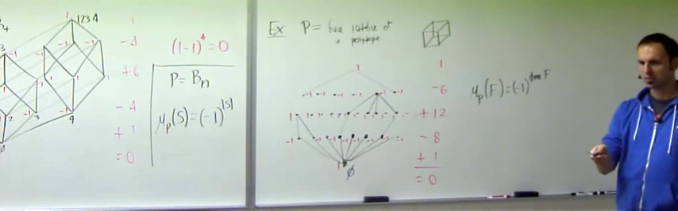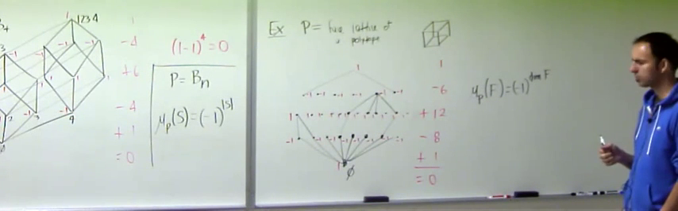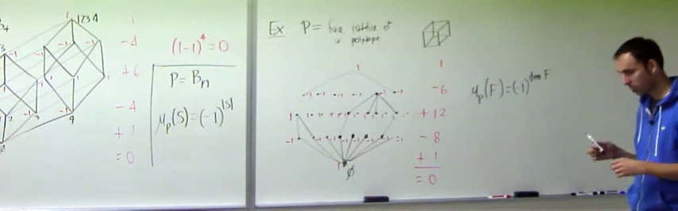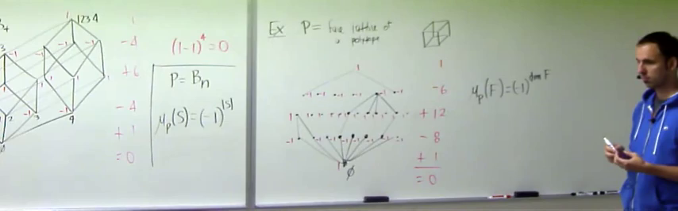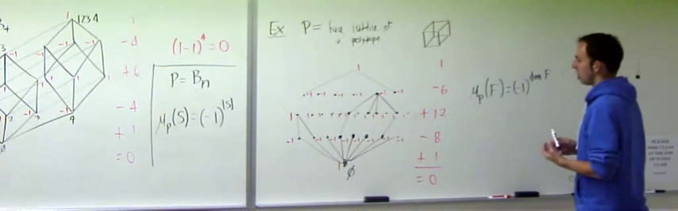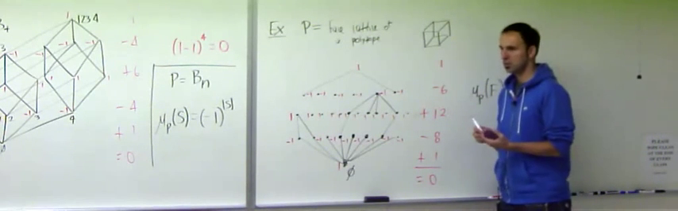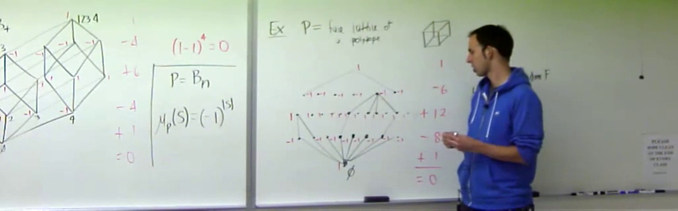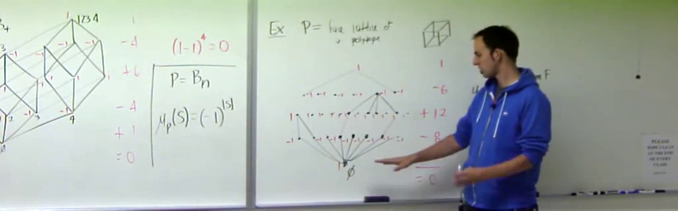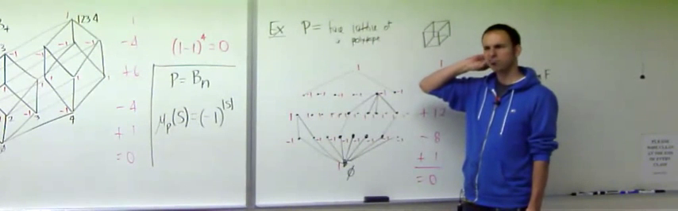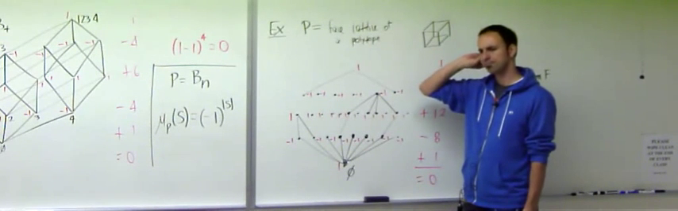Did you have a question, Dito? If we're in a graded poset, are we always going to see that pattern, that as you go up in rank, you're just going to switch between negative and positive? So the question is, if the poset is graded, do I get this sign alternation? That's not necessarily true, actually.